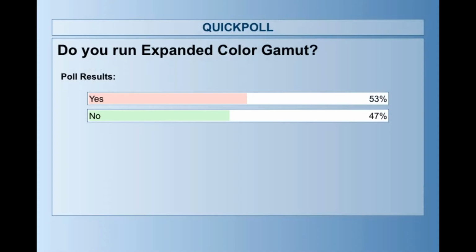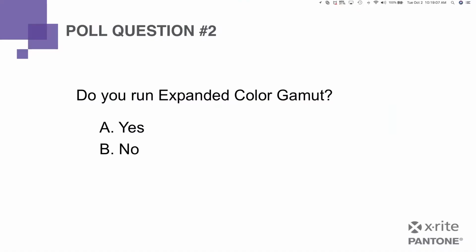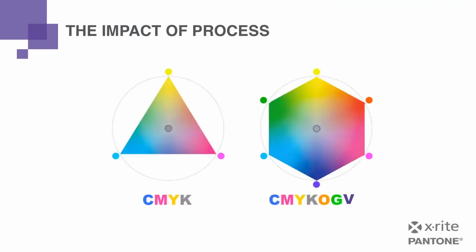Here you go. That's so interesting. So roughly half, slightly more than half, are running expanded color gamut. Okay, that's interesting for our discussions going forward here. Yeah, with the expanded gamut, it's obvious why we added orange, green, and violet. You can see we're expanding the size of the colors that can be produced.